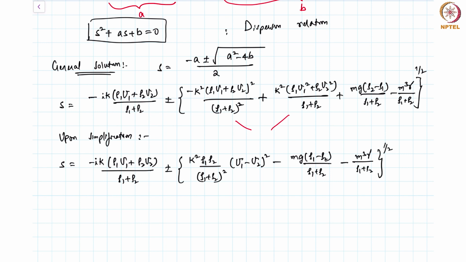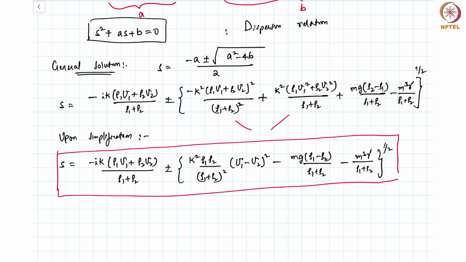This is my final result that I have. So whether the flow is going to be unstable or stable is going to be dependent on the magnitude of the term in the bracket. So if the term is positive, then the real part of S will be positive, and you can have an instability, right?